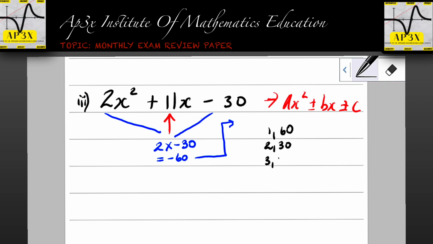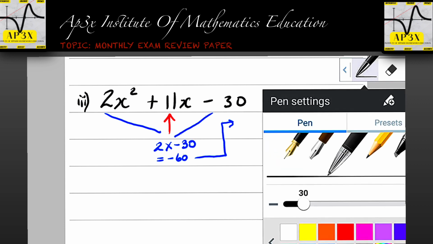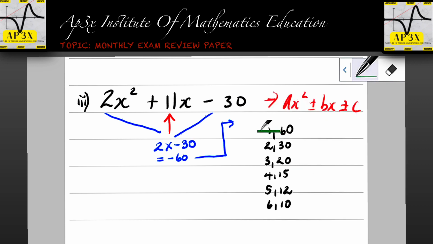3 times 20 is a possible pair. 4 times 15 is a possible pair. 5 times 12 is a possible pair. And 6 times 10 is a possible pair. So all of those pairs multiply to give potentially negative 60, but only one will be able to produce positive 11. Now, I'm almost certain by logical reasoning here, there's no way 1 and 60 could produce 11.